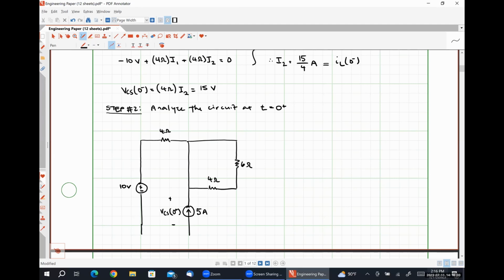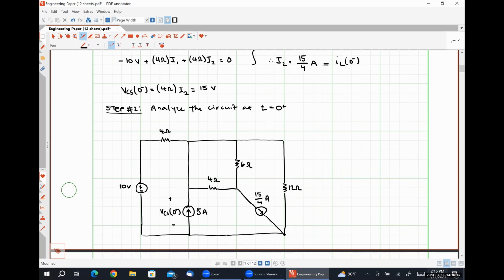This should be this diagonal bit here. It should be a current source because we replace our inductors at t is equal to 0 plus with current sources having the same direction as our inductor current and also the same magnitude. So that was 15/4 of an amp. And then over here, I'm going to have my 12 ohm resistor. And I just have this short circuit across the bottom.